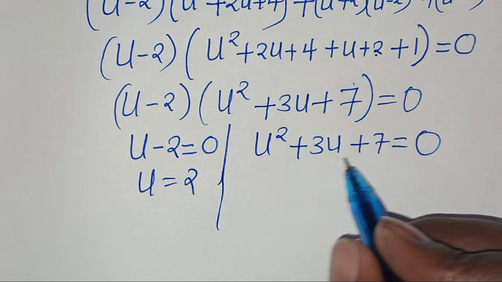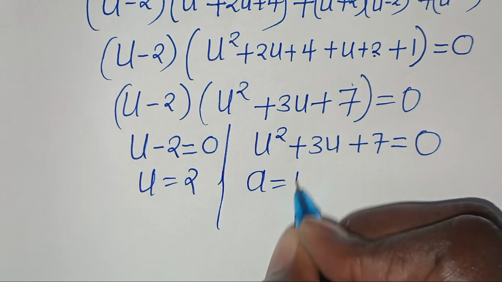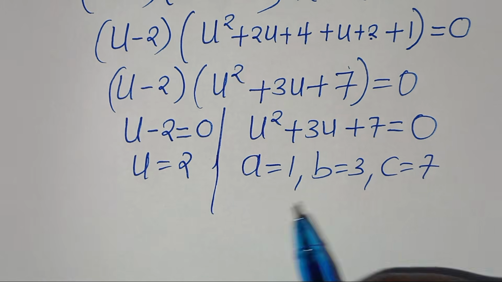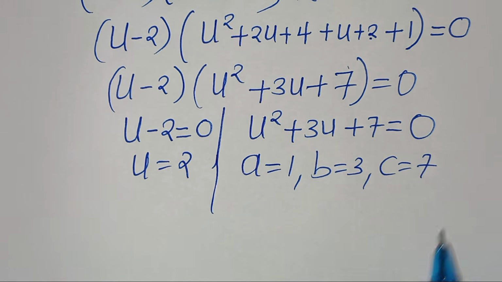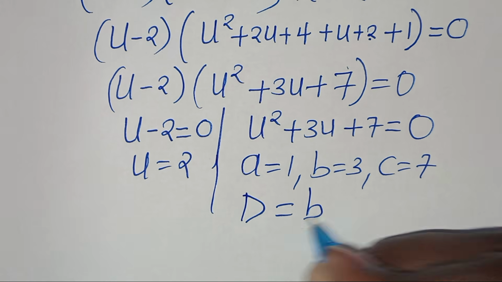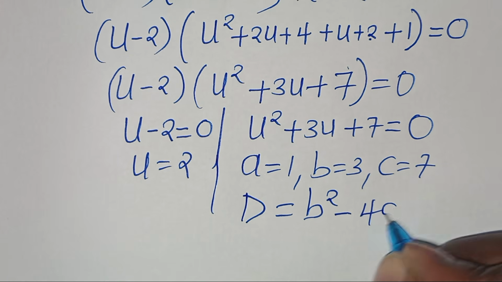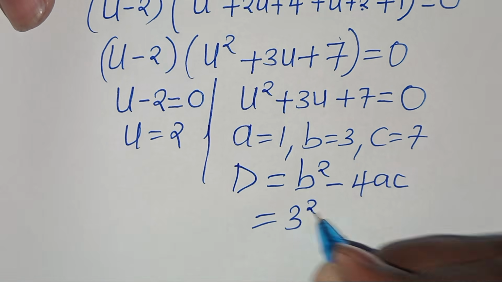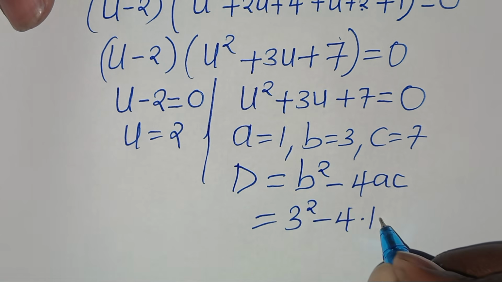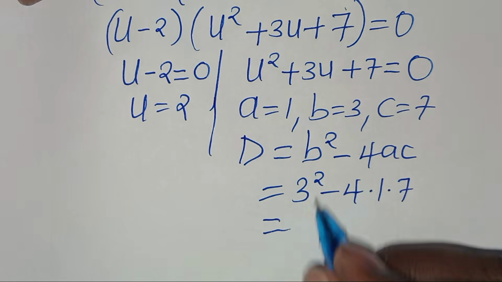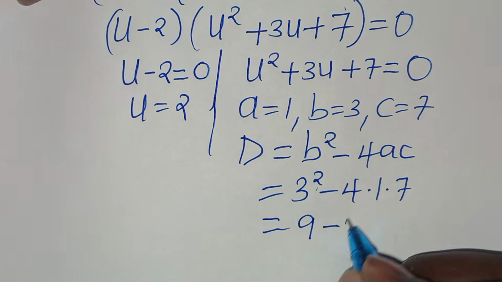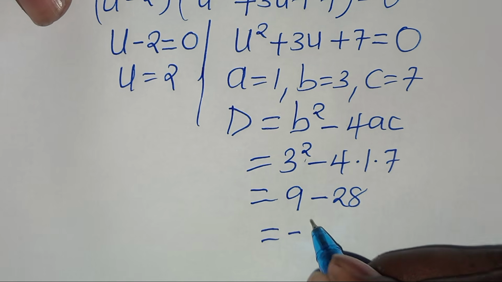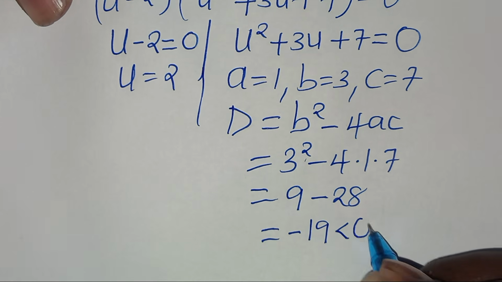And the second part, this is a quadratic equation where we have a is equal to 1, b is equal to 3, and c is equal to 7. Now, let's assess the nature of the root of this quadratic equation by determining the discriminant value, which is b squared minus 4ac. So in this case here, we have 3 squared minus 4 times 1 times 7. This means we have 3 squared is 9 minus 4 times 7, this is 28. And this means we have 9 minus 28. This is negative 19, which is less than 0.